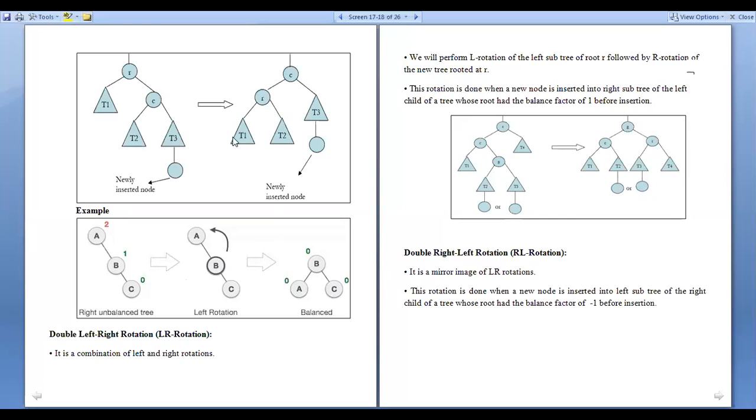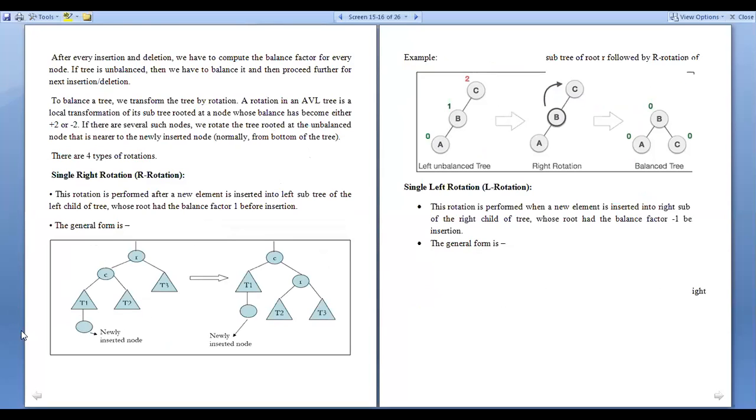See, here is one more thing you can notice, and I will explain it in the previous example too. I'm just inserting a new node here, correct? So which node will become unbalanced? This is 0, this is 1, this is also 1, but this node is what? 2, ma'am. 2. Good. 2, right?